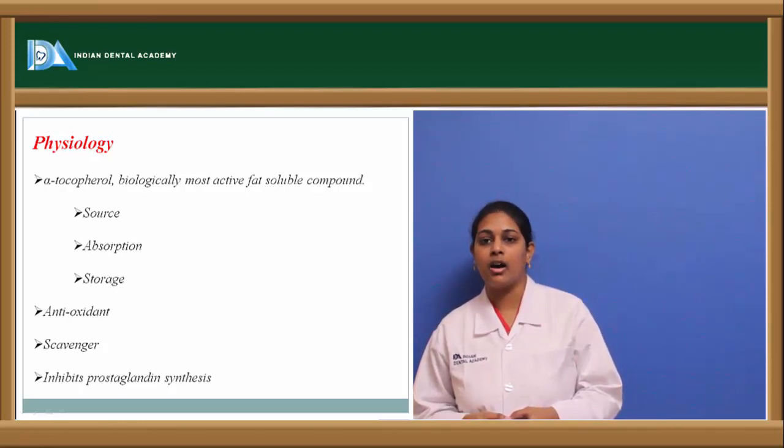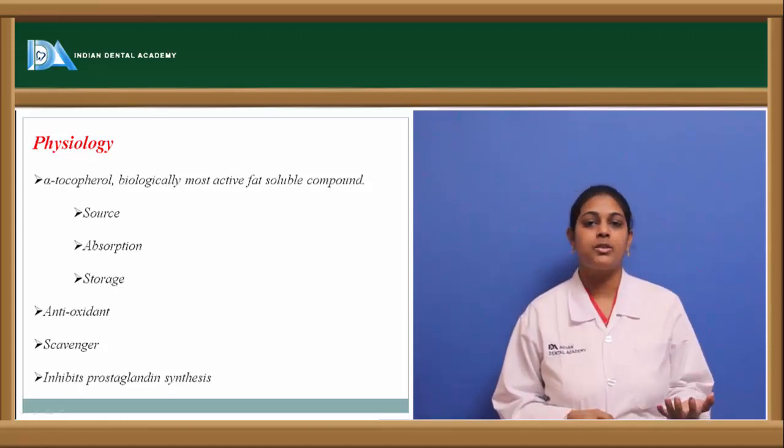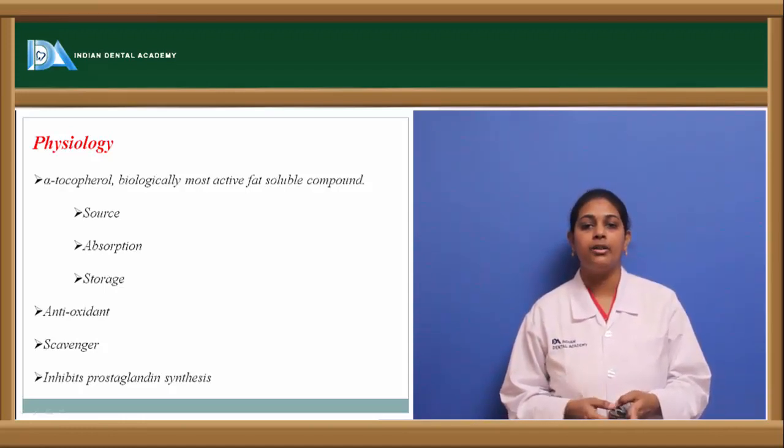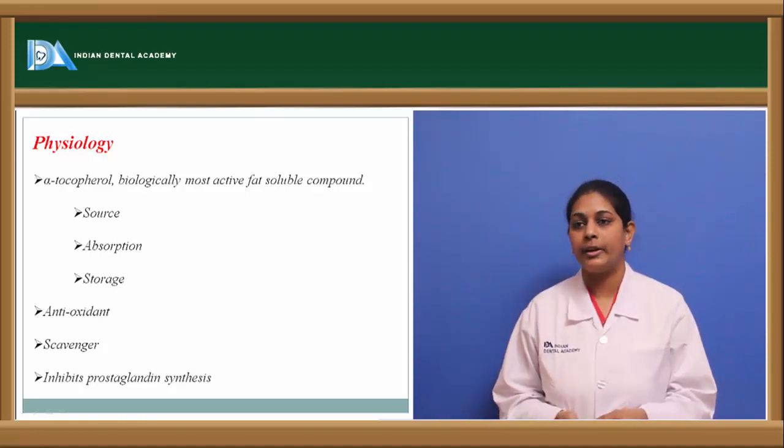It also prevents prostaglandin synthesis. Prostaglandin is a cyclic fatty acid which helps in uterine contractions. This prostaglandin synthesis is stopped or inhibited by alpha tocopherol. So these are certain functions and physiology of vitamin E.